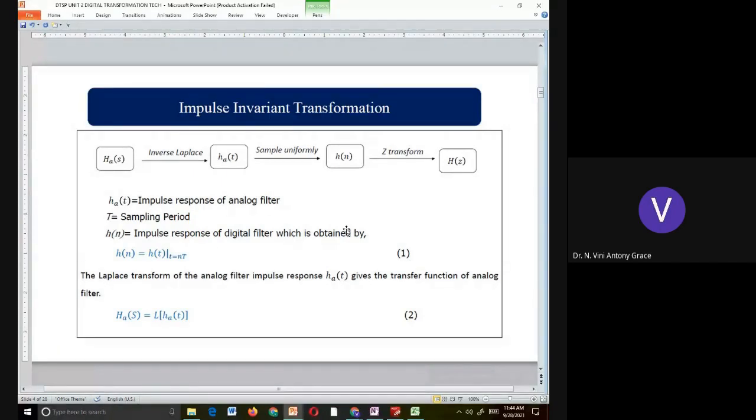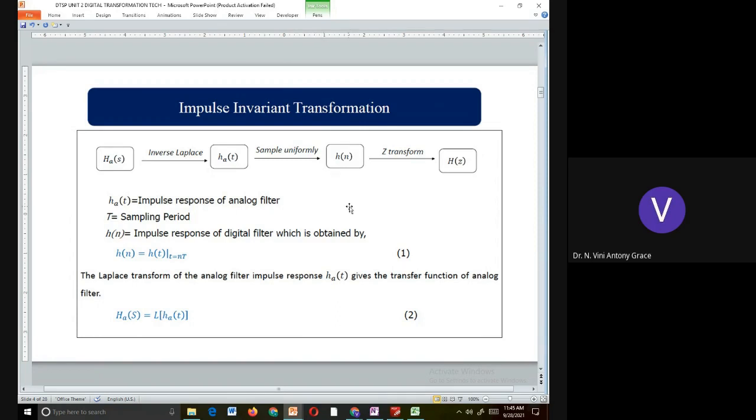Now let us start with the impulse invariant transformation. How has this impulse invariant transformation been obtained? How has this formula been arrived at? Since the name is impulse invariant, here we are going to make use of the impulse response concept.